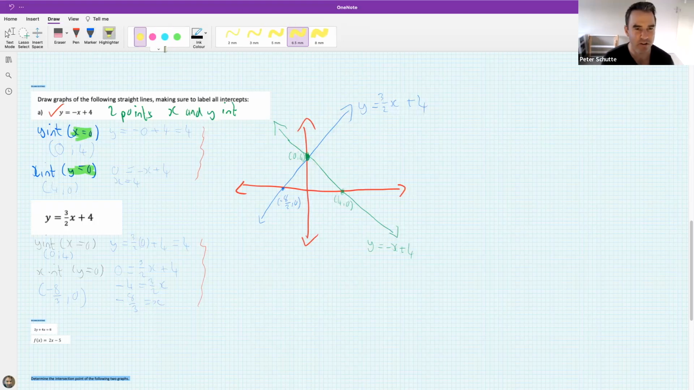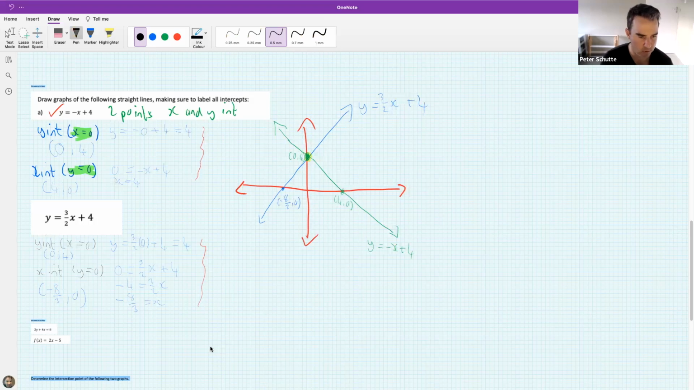Does anybody know the special name for this point where 2 points collide? Does anybody know what that special word for that is? You can put your hand up if you do, or you can put it in the chat. What's it called where 2 things collide? What's the special name we use?